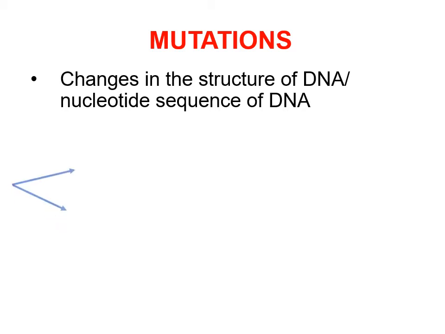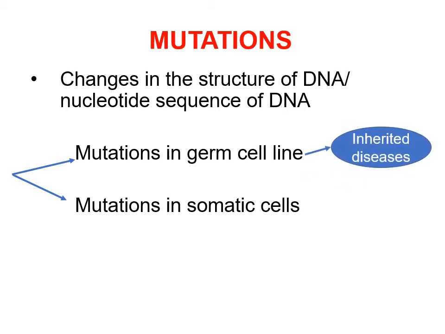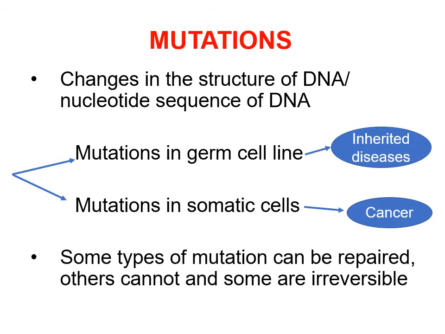Now, the mutations can occur both in the germ cell line as well as in the somatic cells. So, mutations in the germ cell line can be passed on to the next progeny, whereas mutations in the somatic cells do not pass on to the next generation. Therefore, mutations in the germ cell line can result in certain diseases, that is the inherited diseases, whereas mutations in the somatic cells result in cancer. Some of these mutations may be repaired, whereas others cannot be repaired, and some become irreversible.